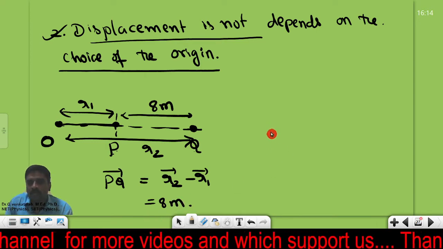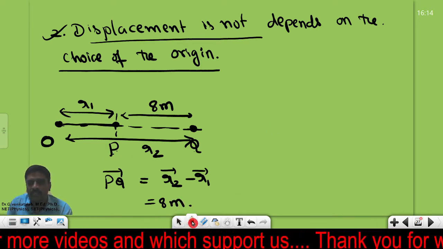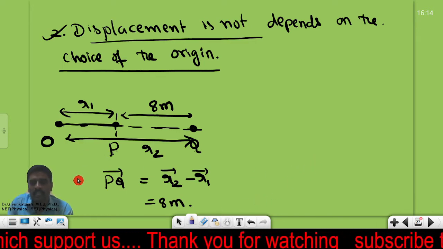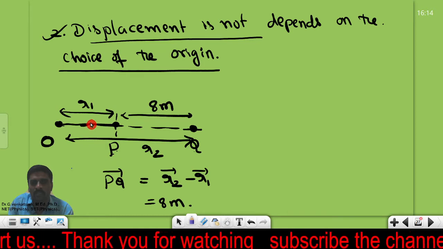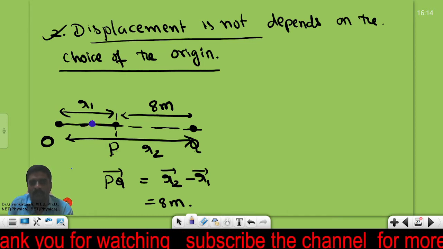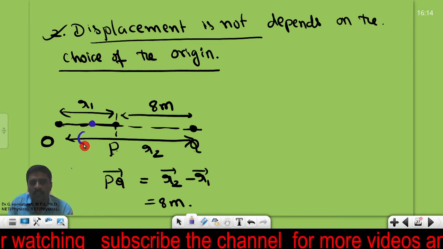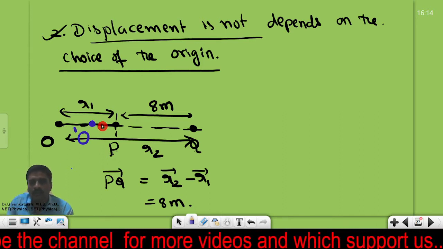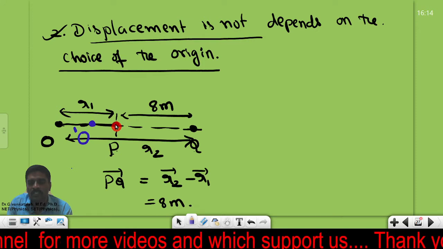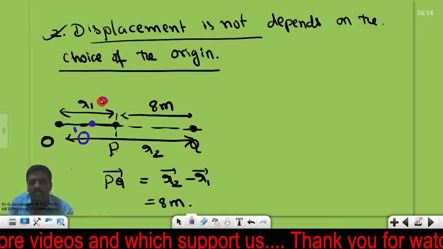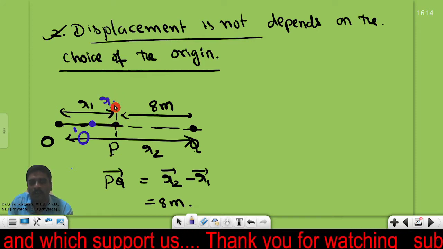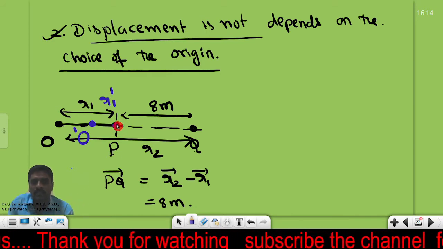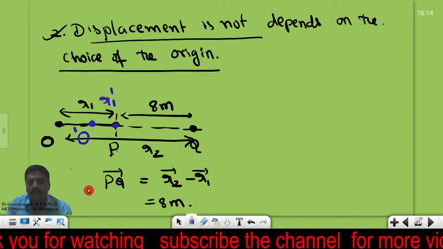Now will you please look on this one. In the same situation I am changing the origin location. I am redrawing this diagram with a different color. So please look on this one. Now the origin is somewhere here. This is the second origin, which I am indicating with O dash. O dash is the new origin. Now for the initial position, I am taking another representation, R1 dash. It is the position vector of the initial point of the object at point P.